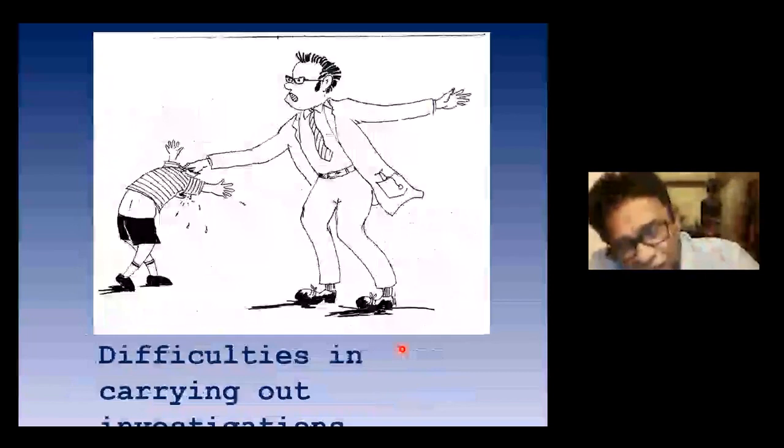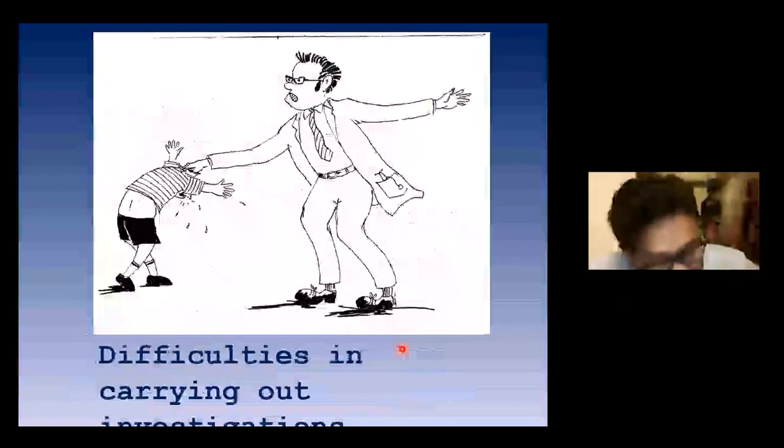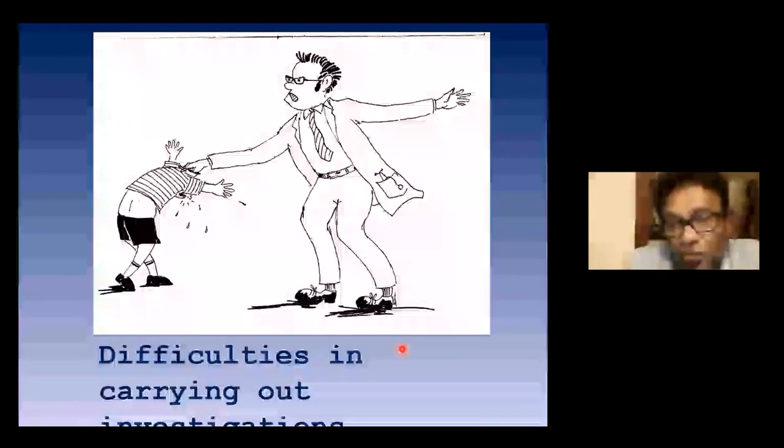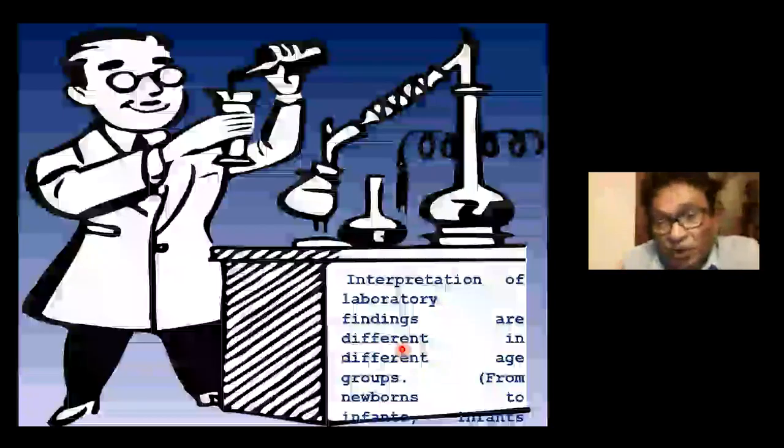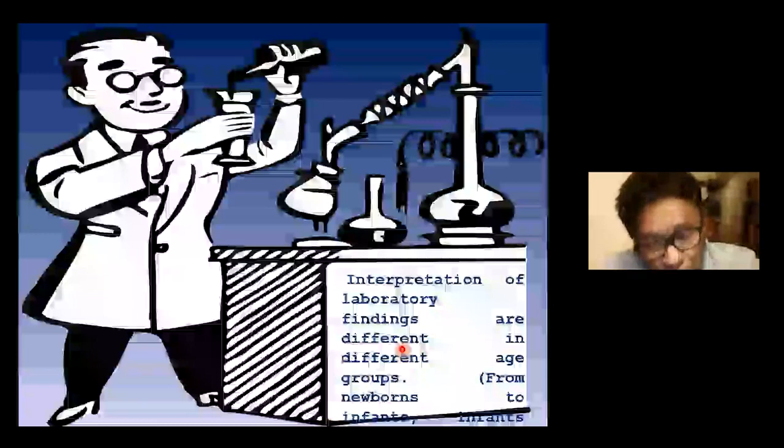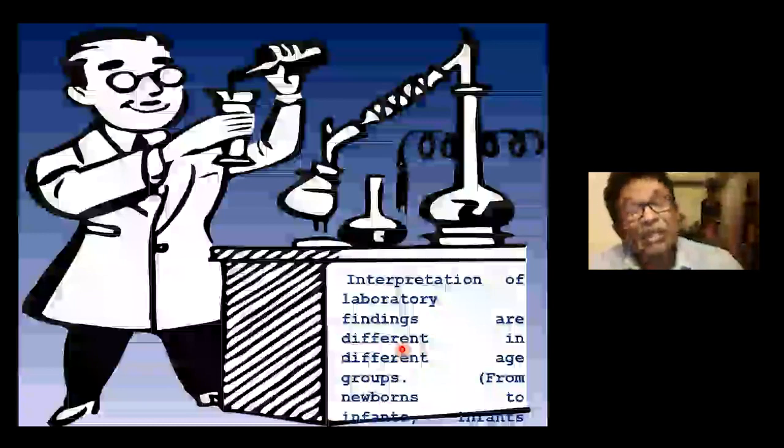So you see, it is so difficult for you to get all the information I told you. History taking is difficult, examination is difficult, laboratory tests are difficult. So you are dealing with interpretation. Once you do the laboratory investigations, your laboratory findings are different in different age groups, from newborns to infants, the infants to the others. So you are having a lot of problems in everything. All the four pillars I told you, except your logical reasoning, everything else is difficult.